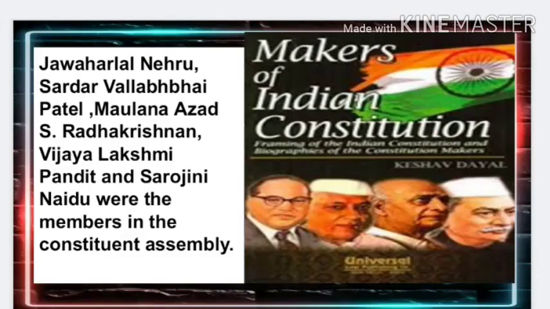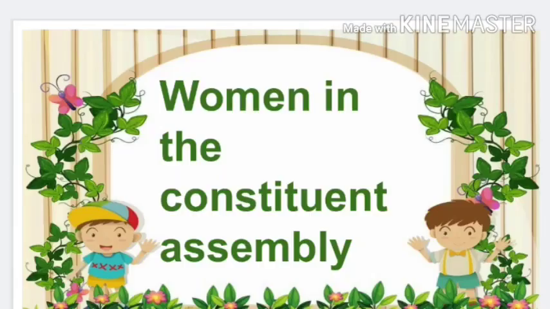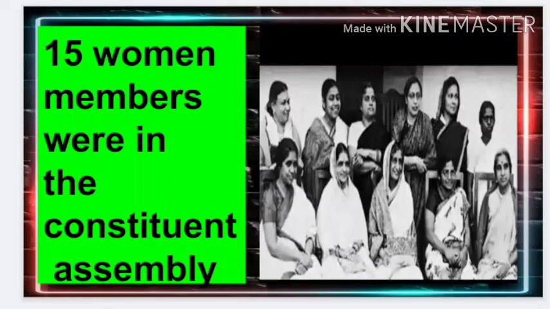Who were the other significant members in the Constituent Assembly? Yes, Jawaharlal Nehru, Sardar Vallabhbhai Patel, Maulana Azad, S. Radhakrishnan, Vijayalakshmi Pandit and Sarojini Naidu. Now let's see how many women members were there in the Constituent Assembly. Women also take part in the Constituent Assembly. 15 women members were in the Constituent Assembly.